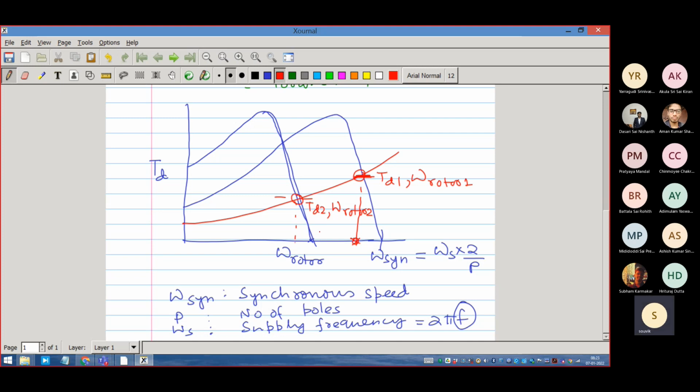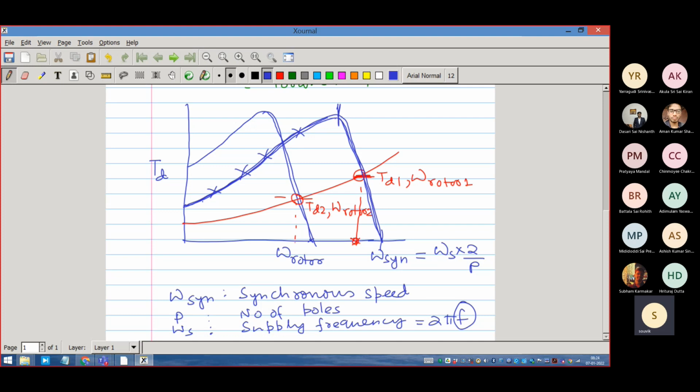So now by looking at these characteristics, let us take the original characteristics. We understand a few things. Let me remind you what those things are. This zone is normally called our steady state operating zone. We never operate in this zone. This zone is not to be operated because it is kind of unstable.